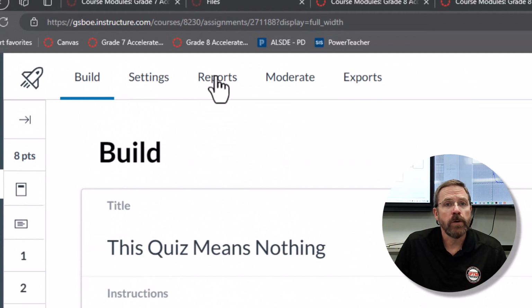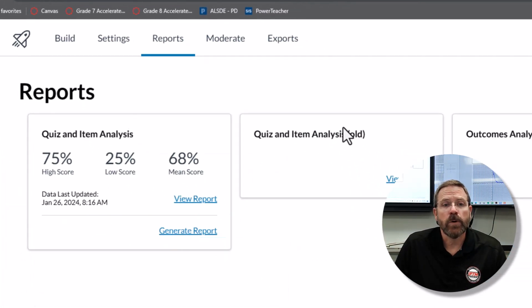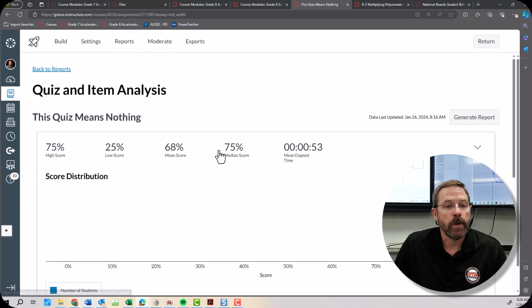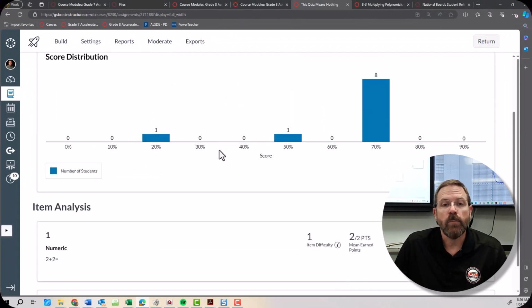Now, if you jump over here to the Reports tab, that's where we start getting into some interesting information. First off, on the very first report, it says that the high score was a 75, which was good. The low score was a 25. That's because one of my sweet darling children did not follow the instructions, and it had a mean score of 68. Now, if you click the View Report button right here, it's going to give you some more data.